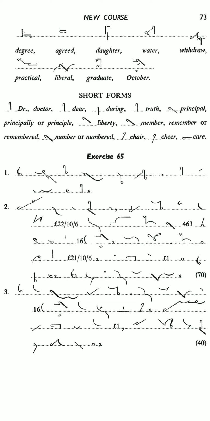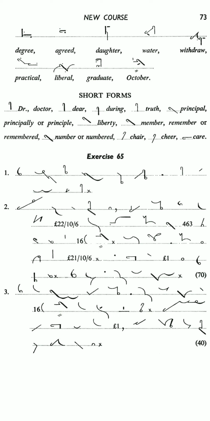P with R hook through the line for principal, principally, or principle. B stroke with R hook above the line for liberty. Same outline on the line for member, remember, or remembered. Same outline through the line for number or numbered.